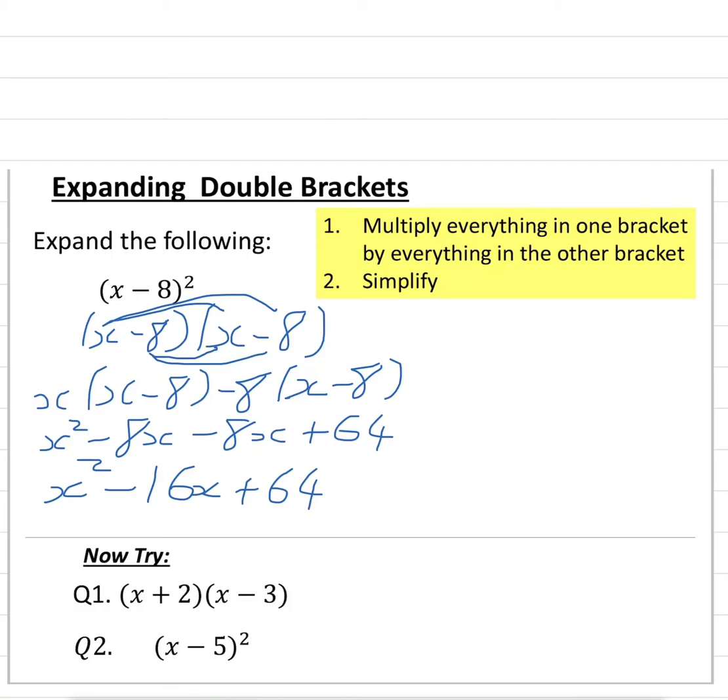Okay, what I'd like you to do now is try the ones at the bottom here. So pause the video and try these, and then unpause the video and I will have the answers ready for you. So pause it now. Okay, let's see how you did. So for the first one, you should have x squared minus x minus 6. And for the bottom one, you should have x squared minus 10x plus 25.